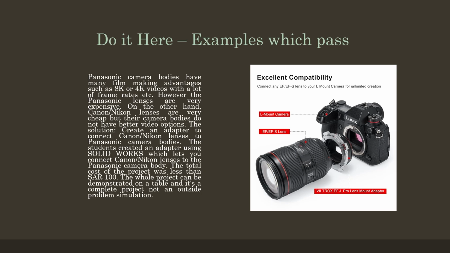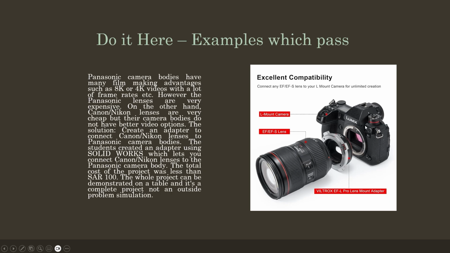So is it possible that we can actually use a body from Panasonic and connect it to a Canon lens? Usually the Canon lens mount does not fit here. It will not fit here. The Canon lens mount is only to fit the lens on the top of the Canon body. So the students came up with an idea that they will create some sort of adapter. On one side it can connect to the Canon lens, and the other side can be connected to the Panasonic body.